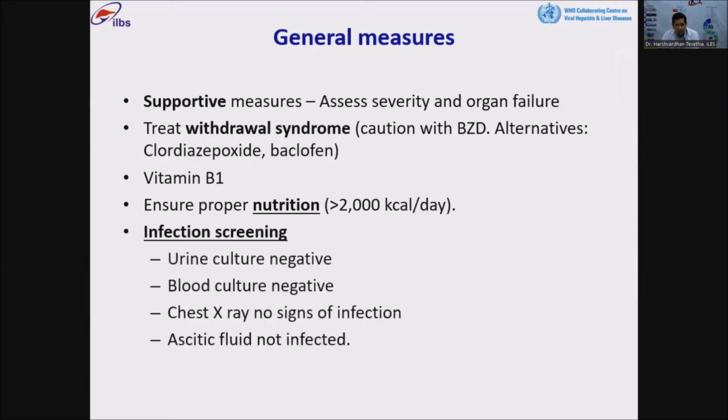for alcoholic hepatitis. Very importantly, infection screening has to be done, because it has been shown that in alcoholic hepatitis, there's a higher tendency for increased infections. And as you would see later, steroids are used for some of the cases of alcoholic hepatitis. And it is very important that you rule out infections before you start treatment with steroids.